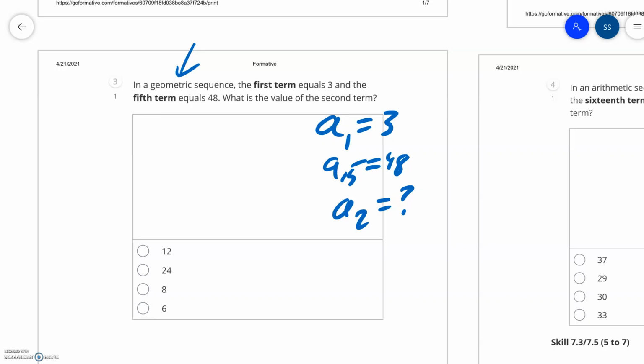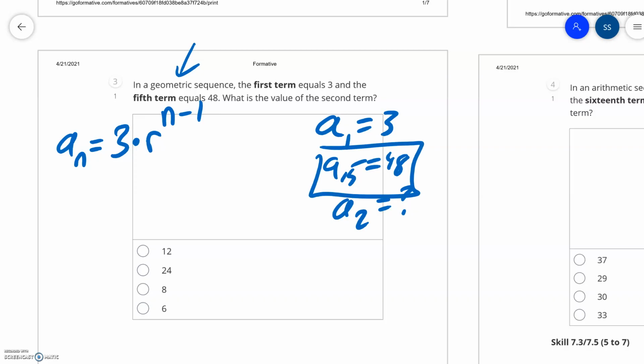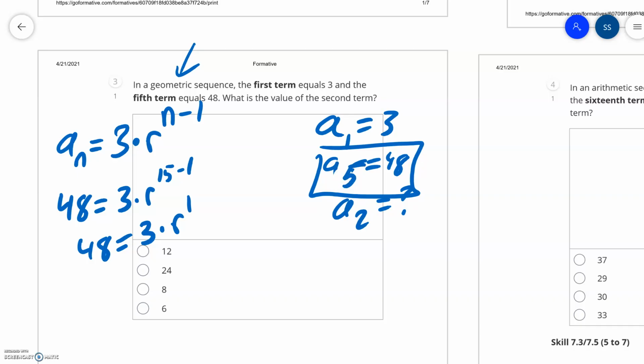Well, I will set up my general form or my explicit equation for geometric. So the first term is 3. I don't know what I'm multiplying by, but since we started with the first term, it'll be n minus 1. So now I'm going to use this because I know if I were to plug it in, I should get 48. So that means the output is 48. My n value is 15 because it's the 15th number. So now this is just 48 equal to 3 times r to the 4. All right, let me make sure I plug that in correctly. That's not 15, that's 5. Whoops. It says fifth term.